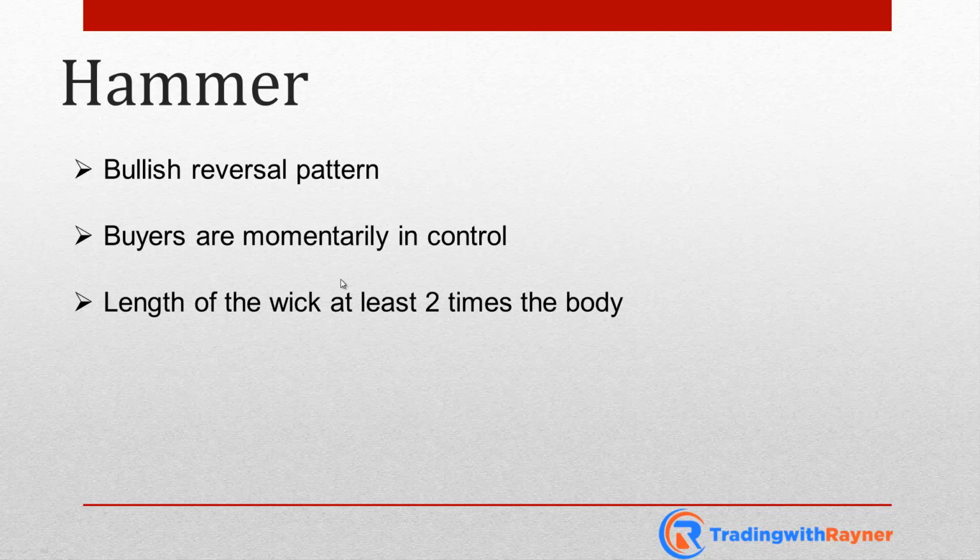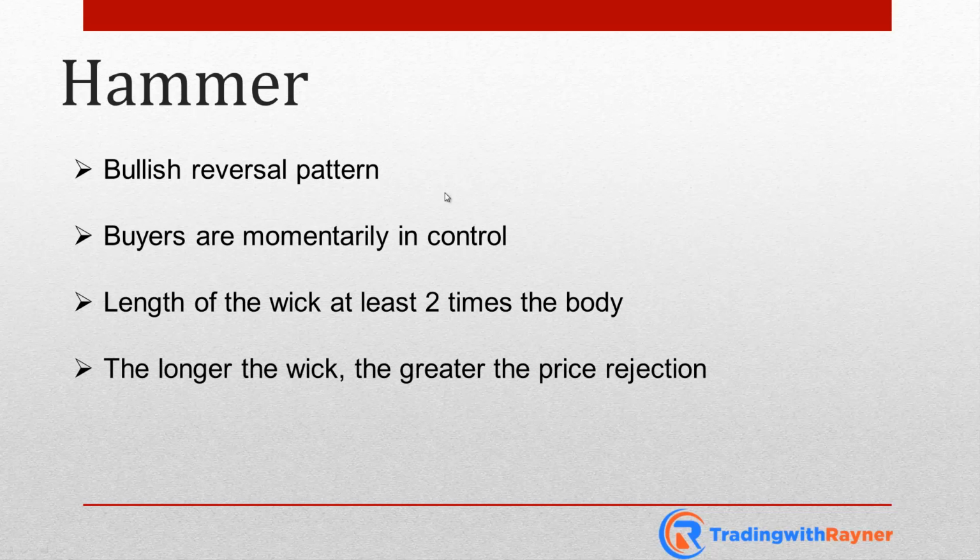Ideally, the length of the wick is at least 2 times the body. So how you want to define a hammer is that this is the body, this little rectangular shape, and this is the wick. So ideally, you want your wick to be at least 2 times the length of the body to classify it as a hammer. Sometimes you may have a pattern that looks like this. Then this is not really a hammer because the wick is too short. So you want it to be at least 2 times the length of the body.